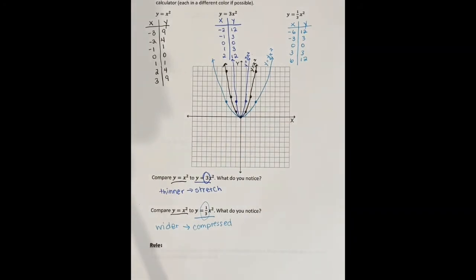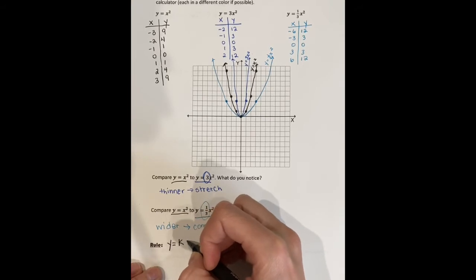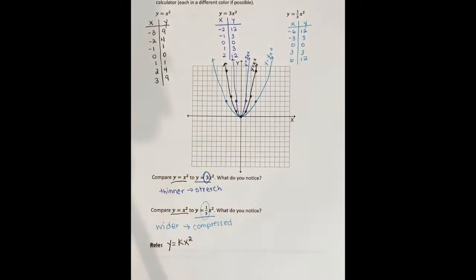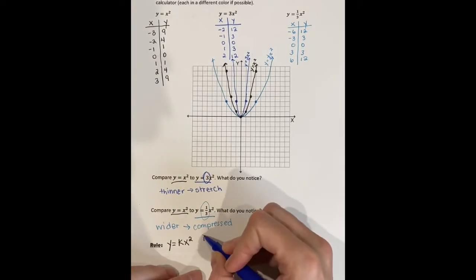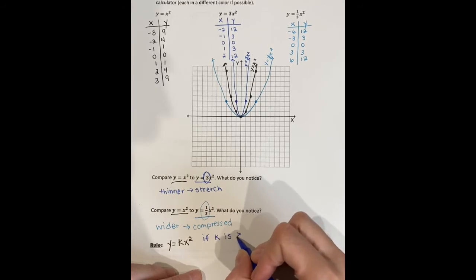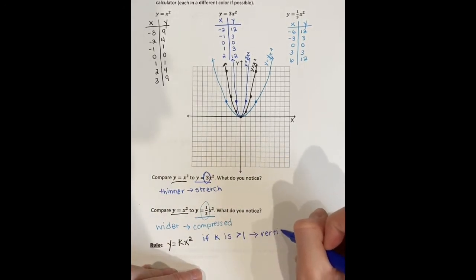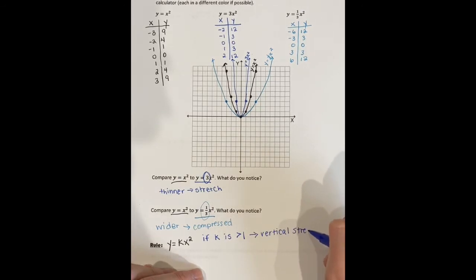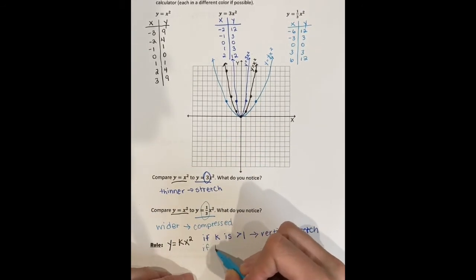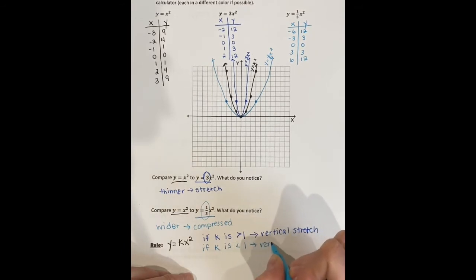So our rule here: we're going to have y equals k x squared. So k is that number that you're multiplying by. If k is greater than 1, then that tells you you're going to have a vertical stretch, whereas if k is less than 1, you're going to have a vertical compression.